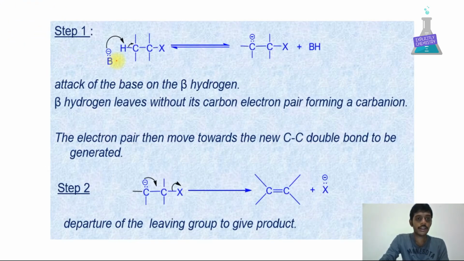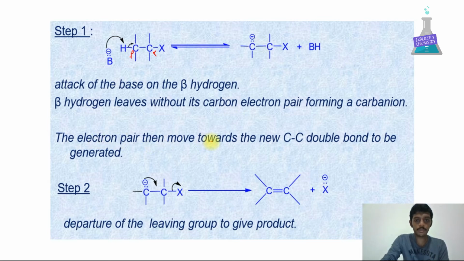In step 1, the base abstracts this proton and this bond migrates over here, forming the carbanion. Here is the attack of the base on the beta hydrogen. This is the alpha carbon, this is the beta carbon, and this is the beta hydrogen. The beta hydrogen leaves without its carbon electron pair. This one leaves, and this electron pair will migrate over here, forming the carbanion.